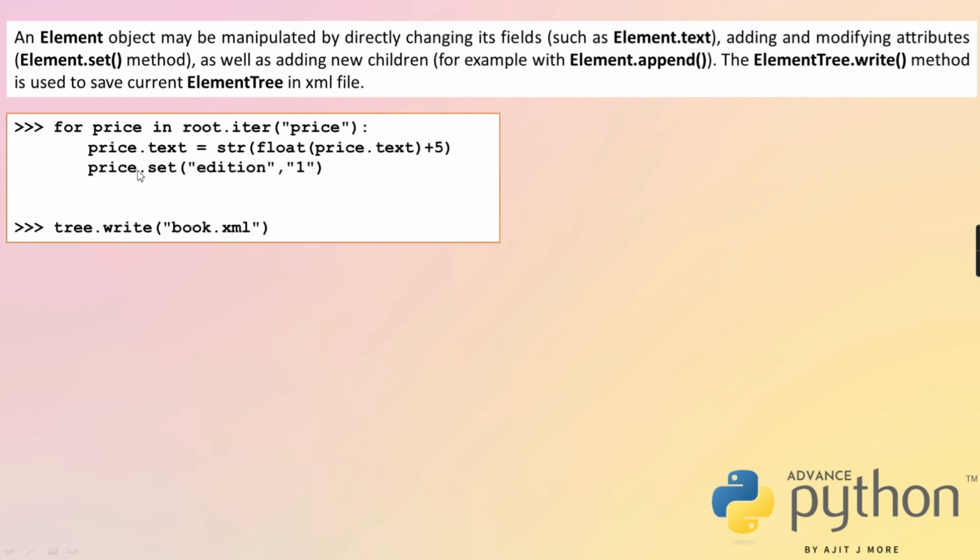Okay, see, in this demonstration you can see you're accessing all the child elements of the root element with the tag name price. Will root.iter return all the elements with the tag name price? Yes. Then each element you are fetching in this for loop comes in price. Is this price going to be an element object? Yes. So for its text, what I'm doing is I'm getting the old text, converting to float, adding 5 to it, again converting to string and giving it here.